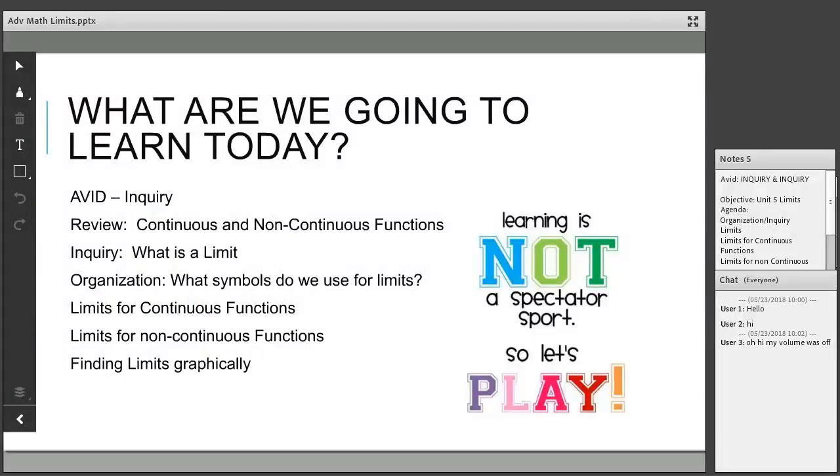Okay, so we are going to be talking about what a limit is. We're going to have to review what a continuous and non-continuous function is, because that's really important for limits. We're going to talk about the symbols we use for limits and how to find limits for different cases, continuous, non-continuous, and how to find them graphically.